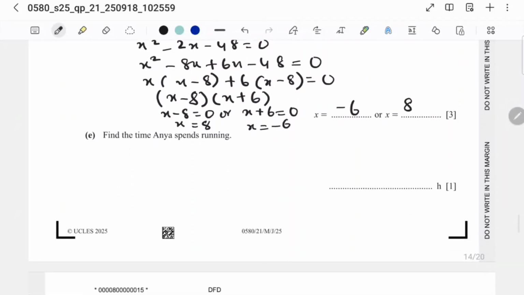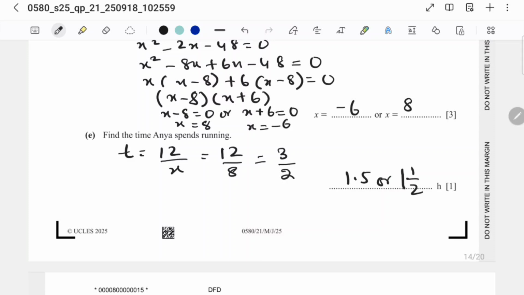So we take the positive number because x is the speed and it cannot be negative. So the time is equal to 12 over x, which is 12 over 8. You take the times table of 4: 4 threes are 12, 4 twos are 8, that is equal to 1 whole 1 over 2 or 1.5. You can write down 1.5 or 1 whole 1 over 2 hours.